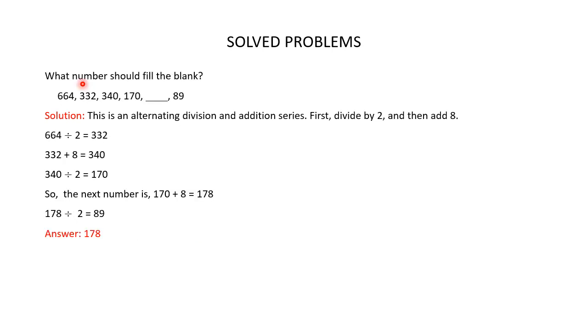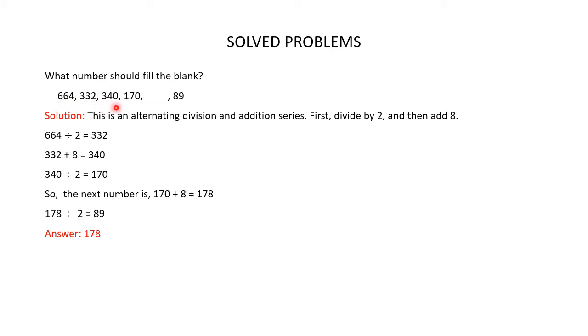What number should fill the blank in this number series? 664, 332, 340, 170, blank space and 89. You have to find the number that can fill the blank space here. That is, you have to find the number that comes after 170. When you look at these numbers in the number series, you will notice that the numbers decrease, increase and decrease in the series. So you know that this is an alternating series.